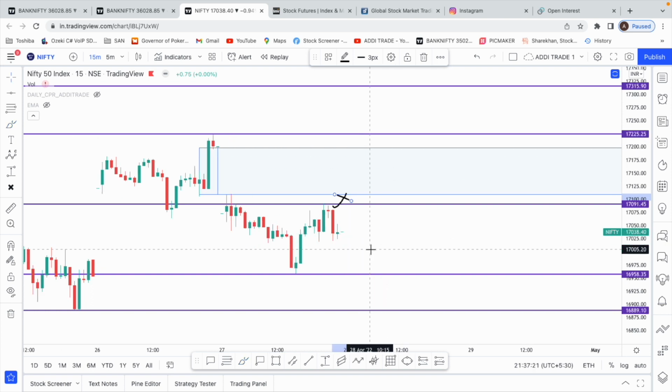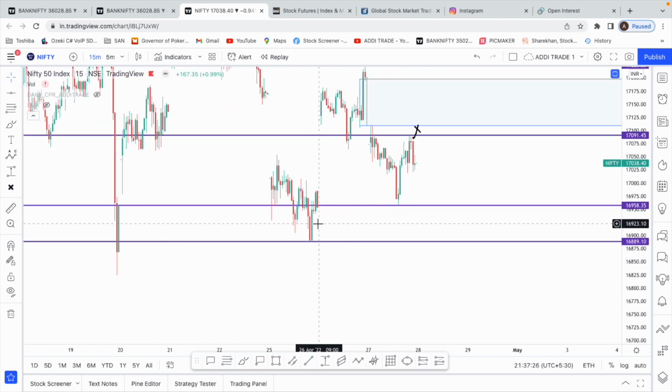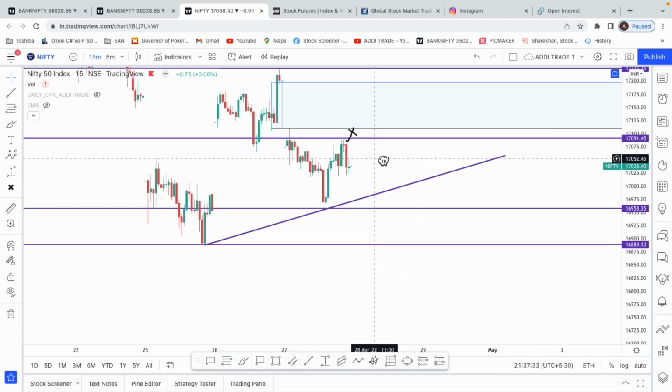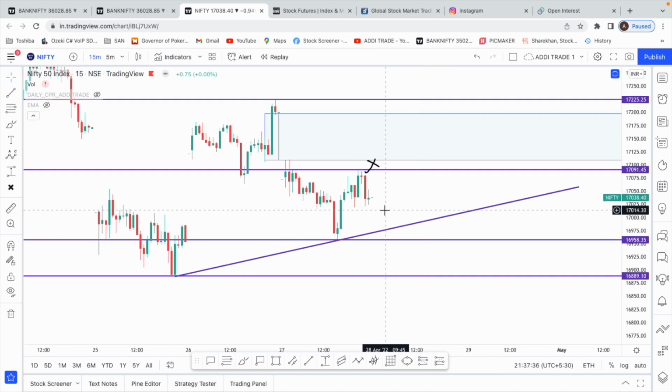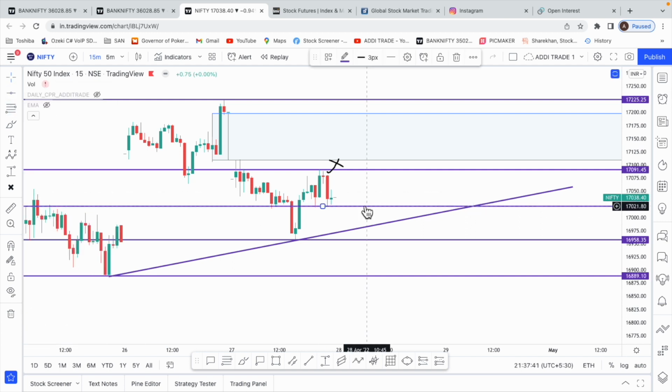And anything on the downside, we can also make use of this trend line. And for any short trade, there is a pretty good support level over here. If this level breaks tomorrow, that is 17,023, we can probably see a retest of this level, 16,956, and then if this breaks, the next level is 16,889.